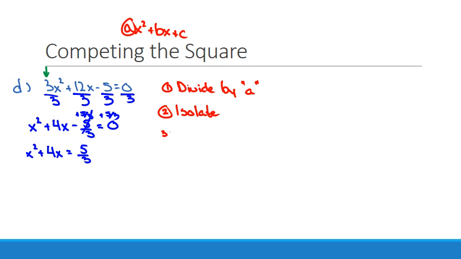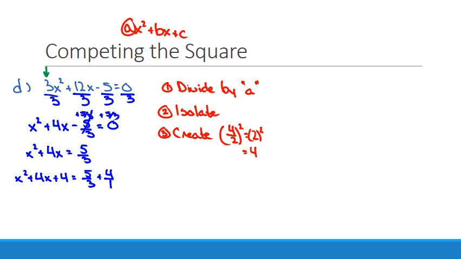Once I isolate, now I'm going to create the trinomial square. And so my b value, 4 divided by 2, squared, equals 2 squared equals 4. So I'm going to add 4 to both sides. x squared plus 4x plus 4 equals 5 over 3 plus, I'll write it as 4 over 1 because I see it's a fraction. I know I'm going to have to add that. Again, here is my trinomial square that I created.